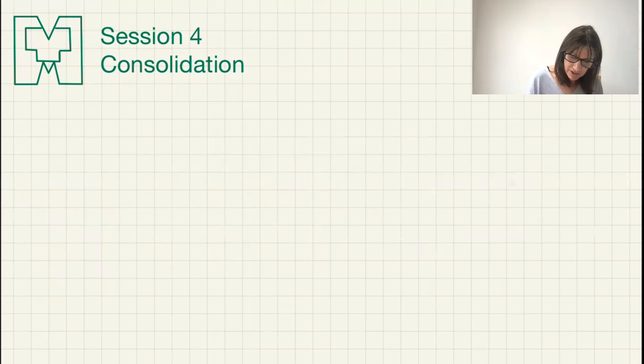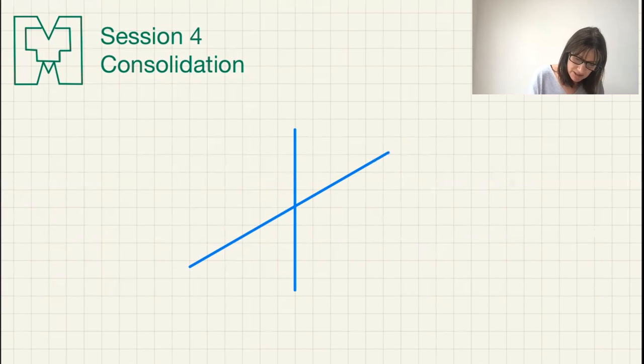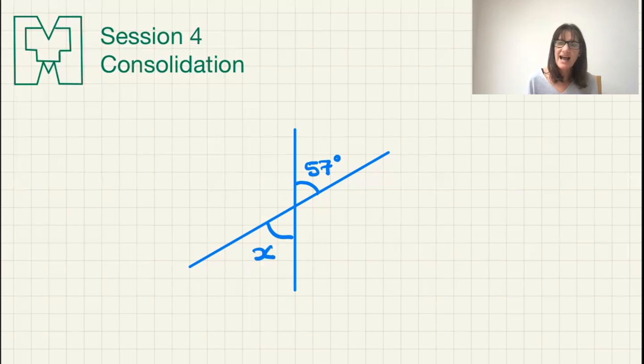All right, our next question is going to be this one. We will do, you have to work out X. Pause and play when you're ready. Okay, this is one of my favorite angle facts because there is no maths required. I don't have to do any sum whatsoever. They are vertically opposite. So therefore, X is equal to 57 degrees.